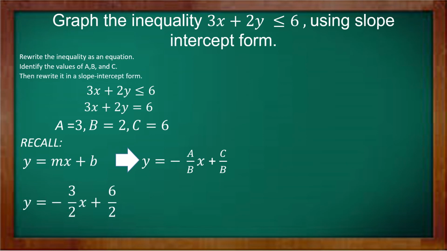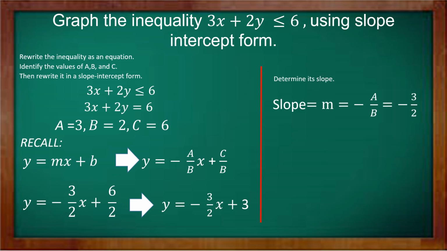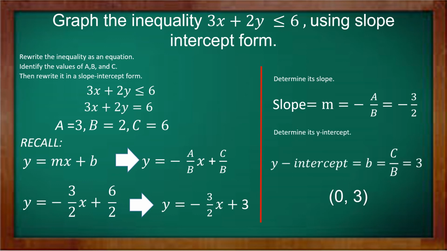So let's substitute the values. We have y equals negative 3 halves x plus 6 over 2. Evaluating it further, it becomes y equals negative 3 over 2 x plus 3. Now we can determine our slope, which is m equal to negative 3 halves. And for our y-intercept, we have b equal to 3, or the point (0, 3).